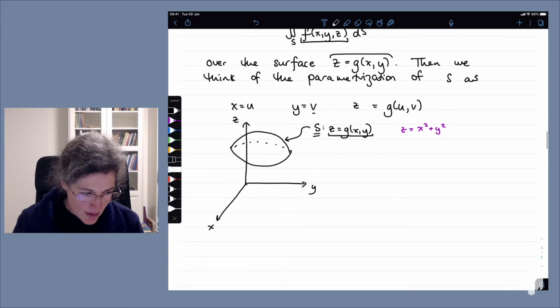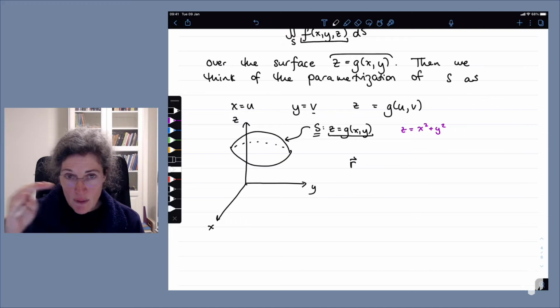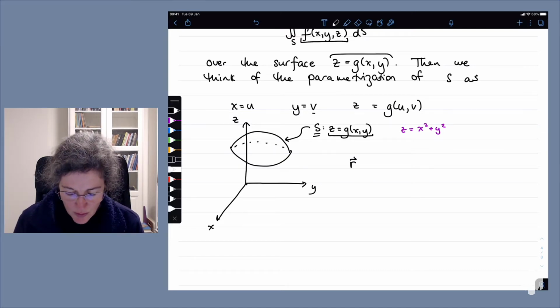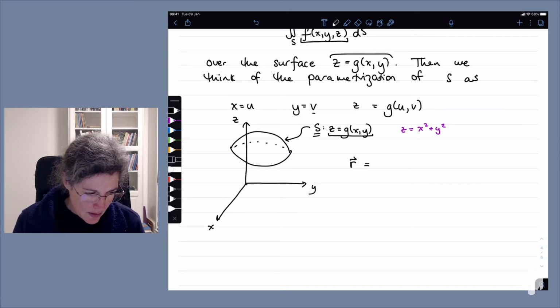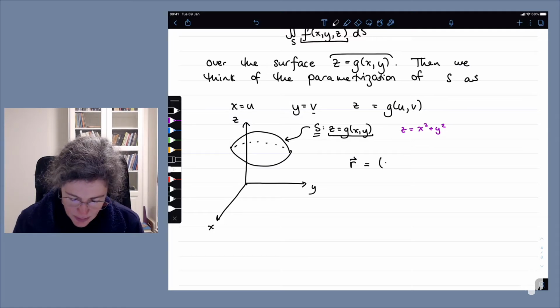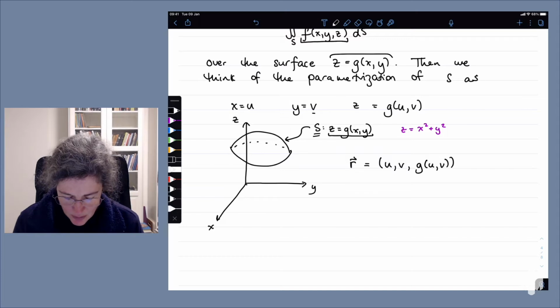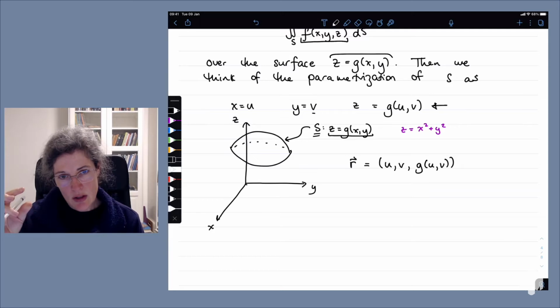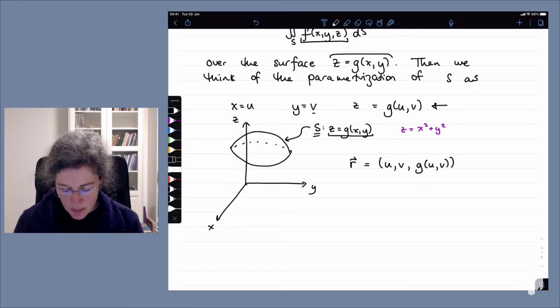Okay, so what does this do for us? If we've got this, then our parameterization is really saying that we can find any point on our surface, so our r can be written as u, v, g of uv. So that's just using this parameterization that I've got over here. So I'm turning things into u and v, and then you'll see at the end we're going to go back to x's and y's, and we'll have the surface element that we want.